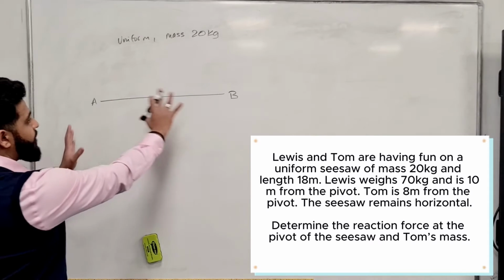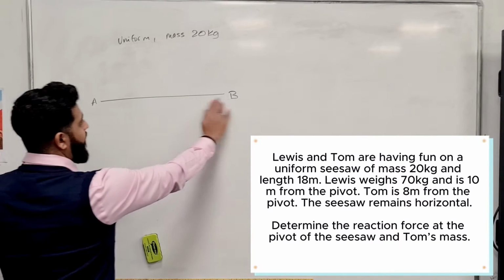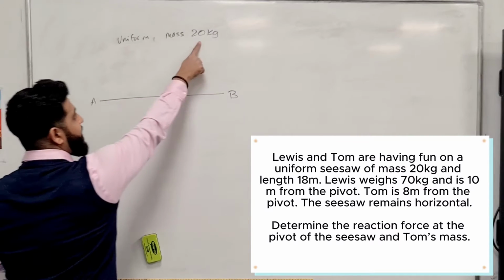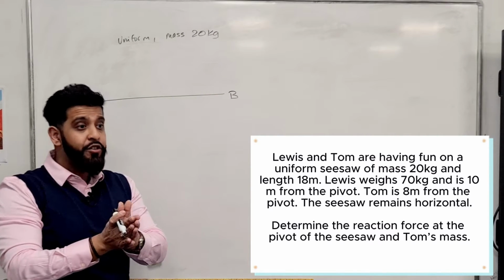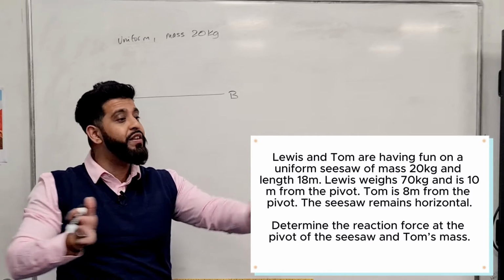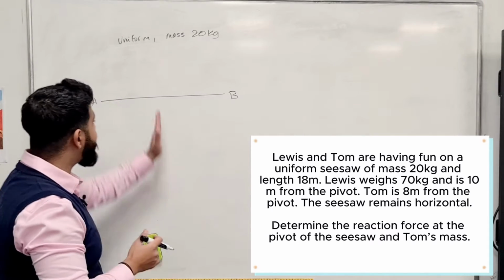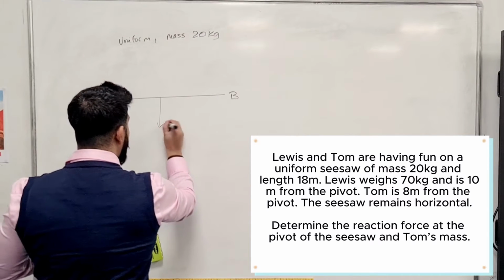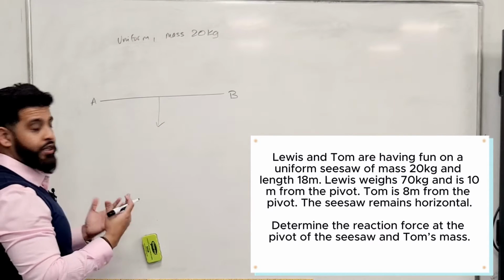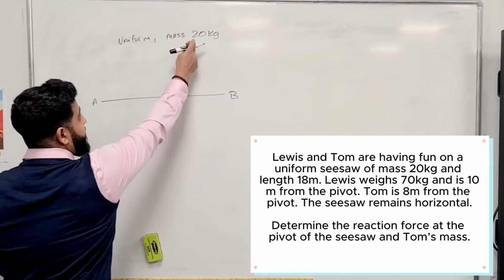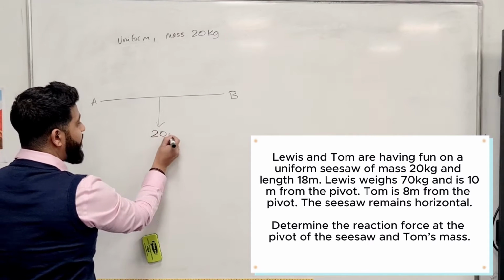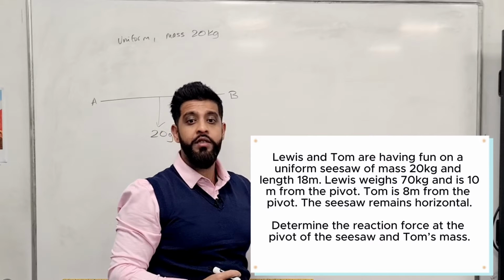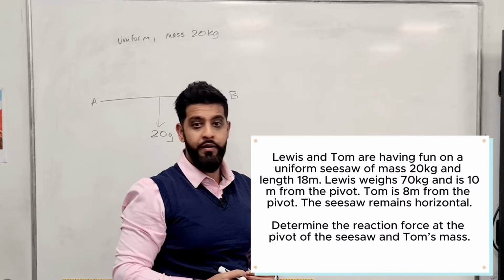All right, so if you look at this question here, we have a rod, A to B, and we are told that it's uniform and it has a mass of 20 kilograms. Now, when something is uniform, we know that the weight is evenly distributed, which means the center of mass for this rod is going to be exactly in the middle. So we can draw a force here for the weight of this rod, and it's going to be 20g, because weight is force, which is mass times gravity.